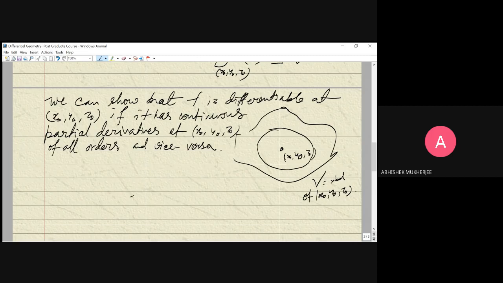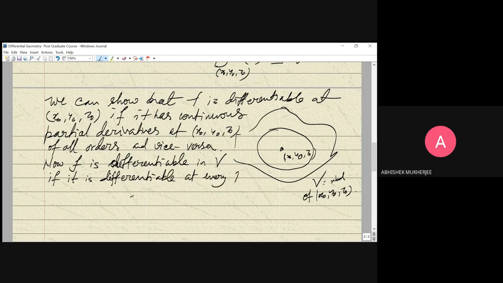Okay. And now F is said to be differentiable in V if it is differentiable at every point of V. Okay. So these are the definitions with which we shall work.